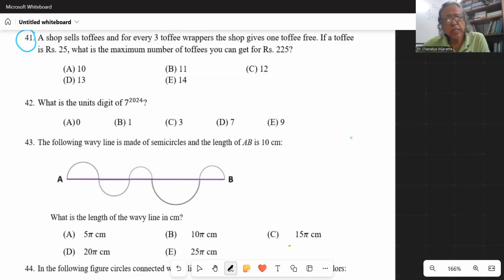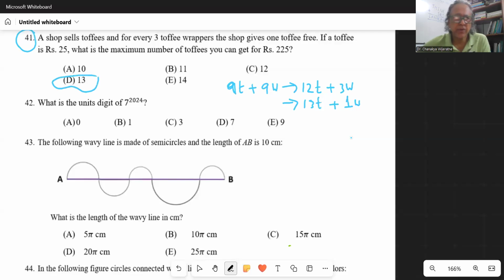Now, 25 goes 9 times into 225. So, you get 9 toffees and also 9 wrappers, right? And then we can actually swap 9 wrappers into 3 toffees. So, we get 12 toffees and then 3 new wrappers, right? And then we can swap these 3 new wrappers into 1 toffee. So, we get 13 toffees and 1 wrapper, right? So we can get 13 toffees.